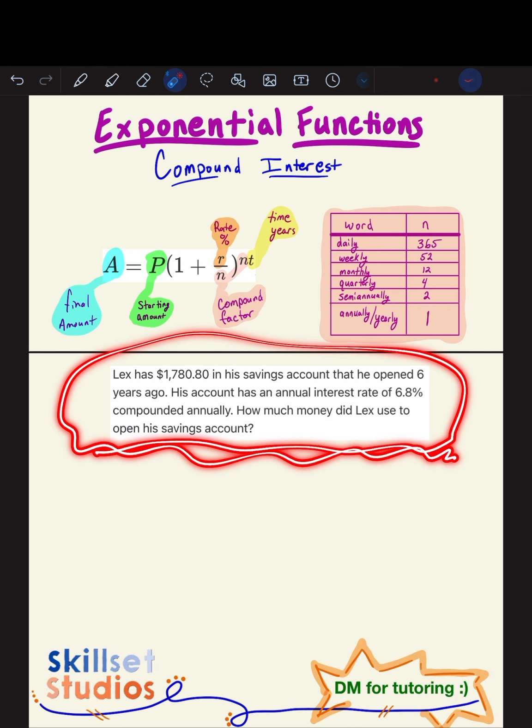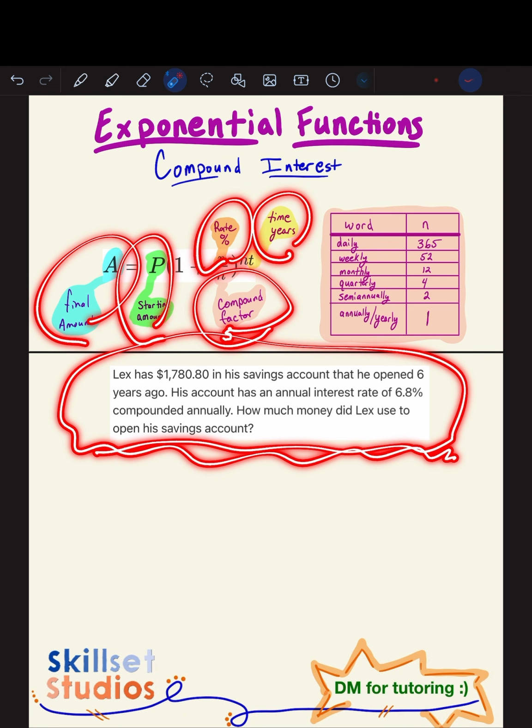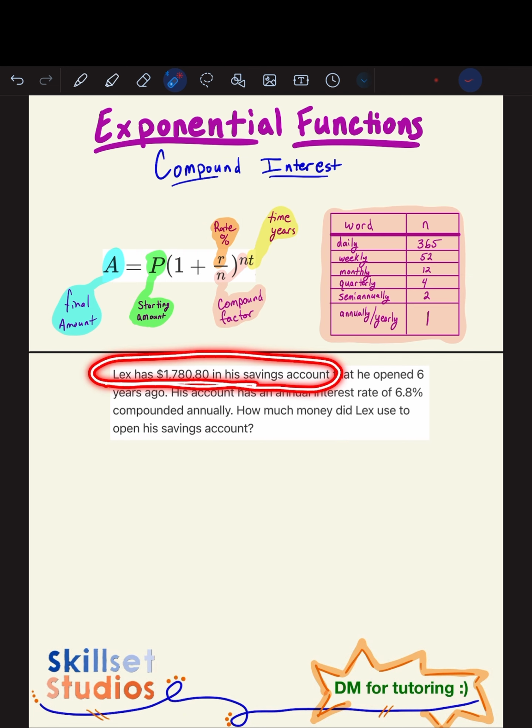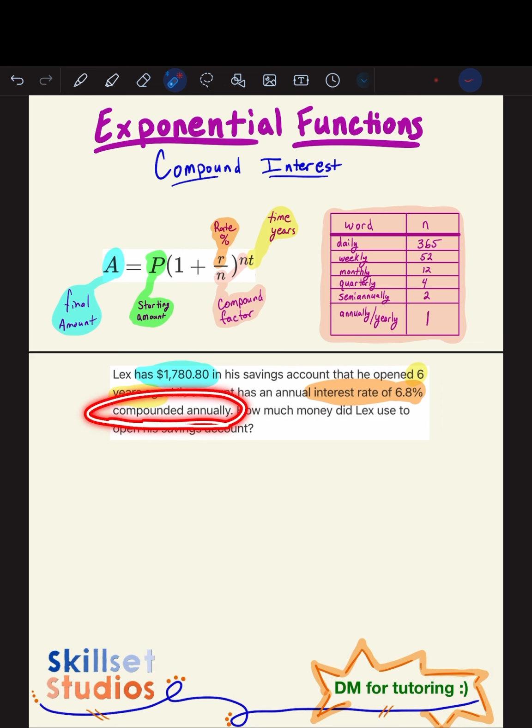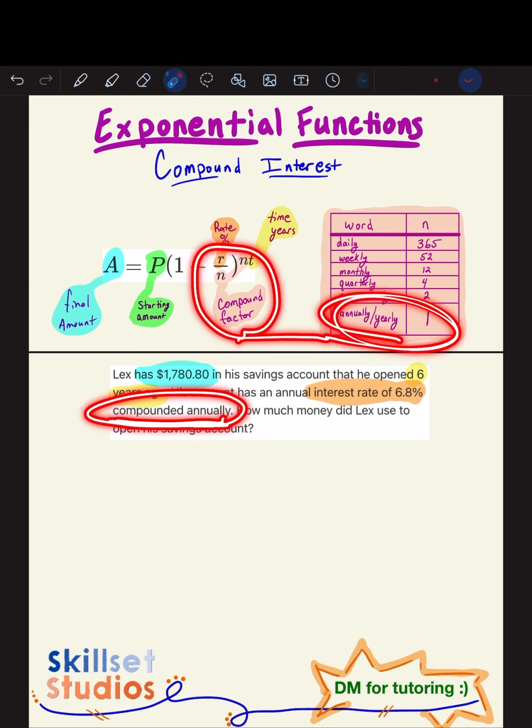Here we have another word problem. First thing is find which variables they gave you. Alex currently has this much money in his account, which means it's not the starting amount. We're looking at the final amount. And then it says he opened it 6 years ago, so that would be how much time has gone by. Now it says an annual interest rate of 6.8%, so that's going to be our R, our rate. And here it says compounded annually, which means our compound factor is going to be 1.